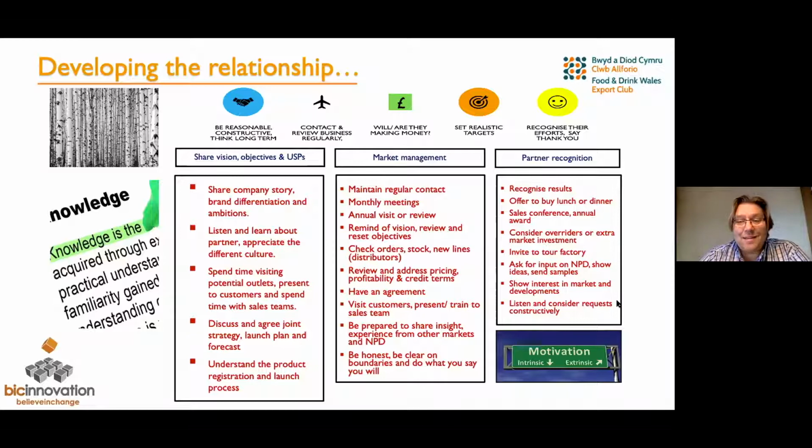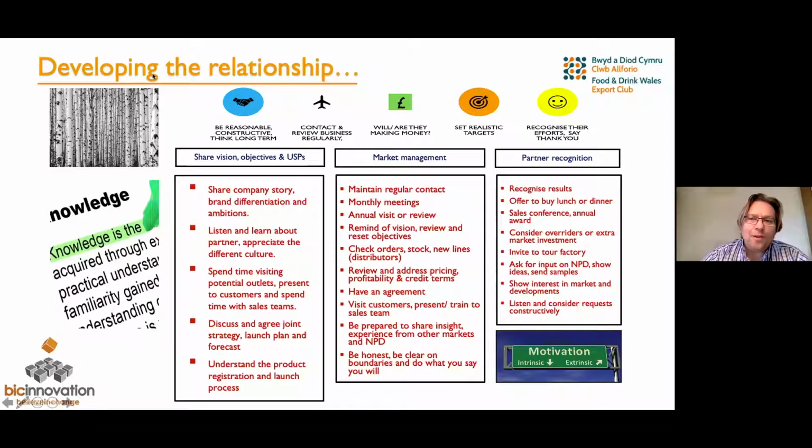And the key thing is to have interest in what they're doing. Sometimes you get really quirky ideas, but actually it works in their market. So show interest in it, and don't poo-poo everything that might come your way just because you don't do it that way in the UK. Markets and cultures are all different. Listen and consider requests constructively. It's vitally important to do that.